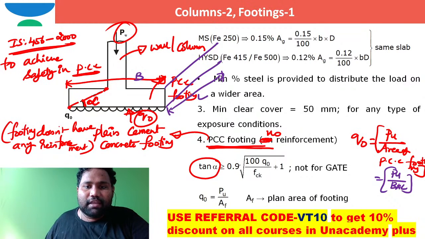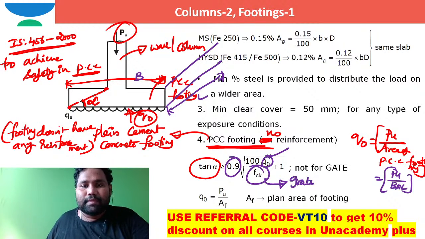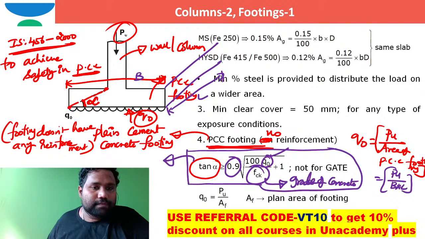And for safety, this 0.9 times the square root of Q naught, FCK, where FCK stands for grade of concrete, plus one. This is the condition generally used for the safety of plain cement concrete footing. This is not for GATE. This is clearly for ESE.